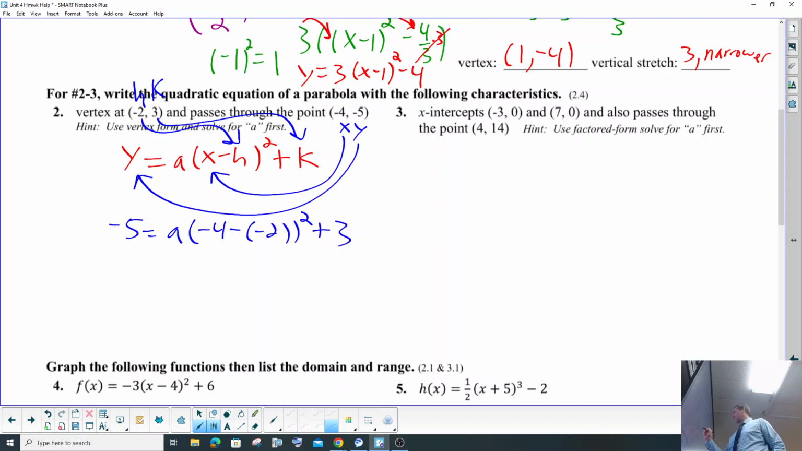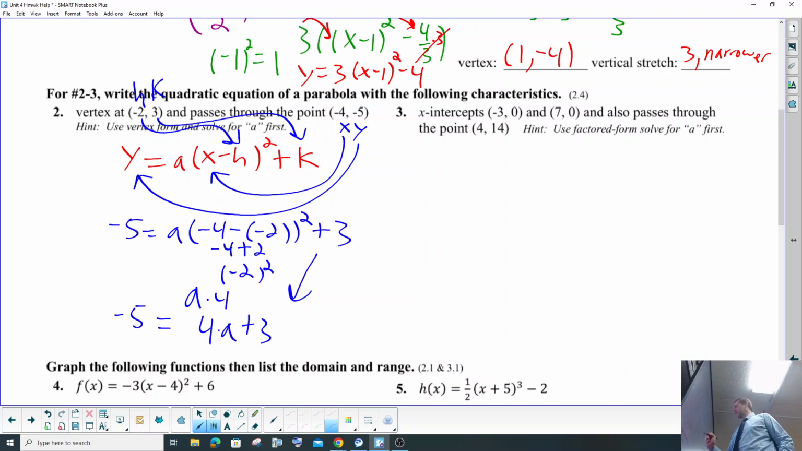So then we have a negative and negative is a positive. So negative 4 with a positive 2 is negative 2 all squared is 4. And that is being multiplied with the a. Cannot combine it with the 3, because that's actually a 4a. Then we bring down our plus 3, equal our negative 5. And then we minus 3 to both sides. So we get a negative 8. Negative 8 is equal to 4a. And then we divide by 4, and so we get a is equal to negative 2.